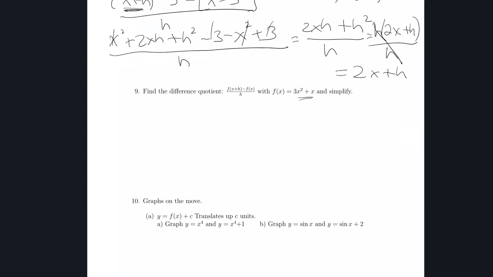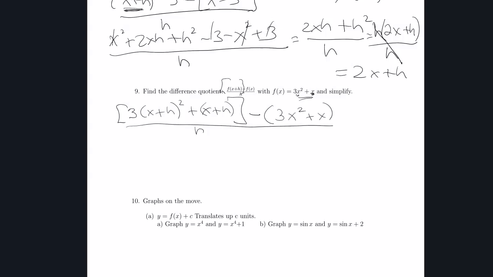So a little bit of a different function, same idea. So I'm going to put square brackets around f of x plus h. So it's 3 times x plus h squared plus x plus h, right? Putting in x plus h everywhere there's an x. Subtract off f of x. And that's all over h. Okay, so let's multiply this out. So I'm going to have the 3x squared plus 2xh plus h squared, and this will give me a plus x plus h minus 3x squared minus x all over h.